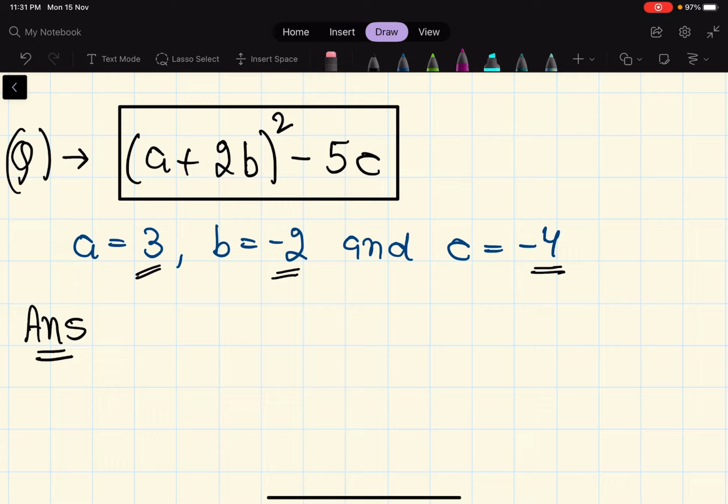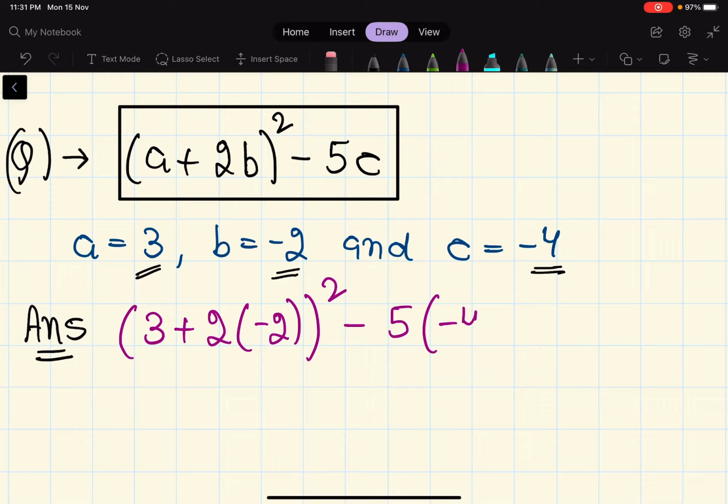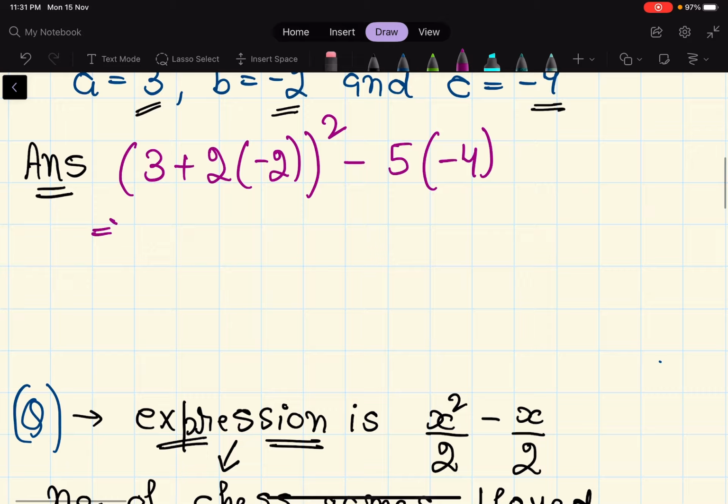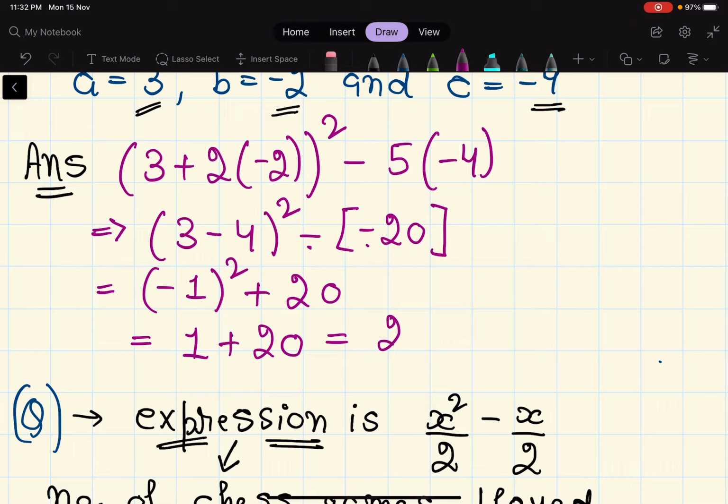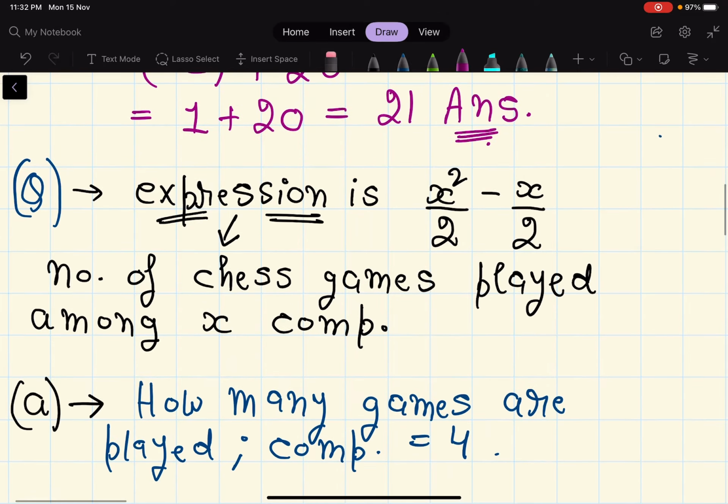So we write the answer: we put a as 3, we put 2 times b as minus 2. Make sure to use brackets so you don't mess up the sign. Minus 5, again brackets, minus 4. So it's 3 plus 2 times minus 2, which is minus 4, whole squared, minus 5 times minus 4, which is minus 20. So it's minus 1 whole squared, and minus minus becomes plus 20. Minus 1 squared is 1, plus 20. So our final answer comes out to be 21. Alright, good. Let's move on to the next question.